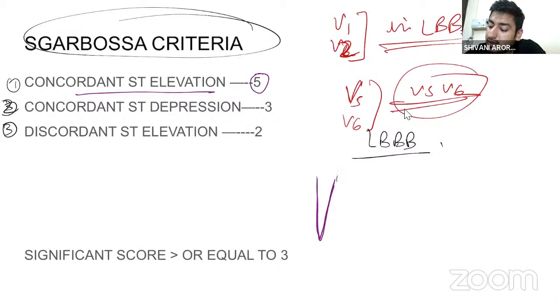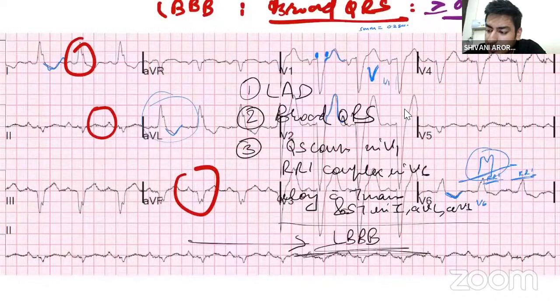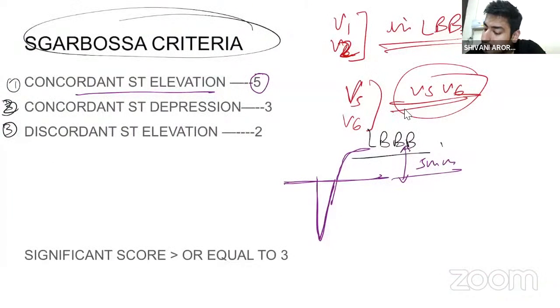As in this ECG, if the ST elevation in lead V1 and V2 would be more than 5 mm, then they would be called significant ST elevation. But here we can see that the ST elevation in these leads is of 2 or 3 mm. So we give a score of... so it is wrongly written here.